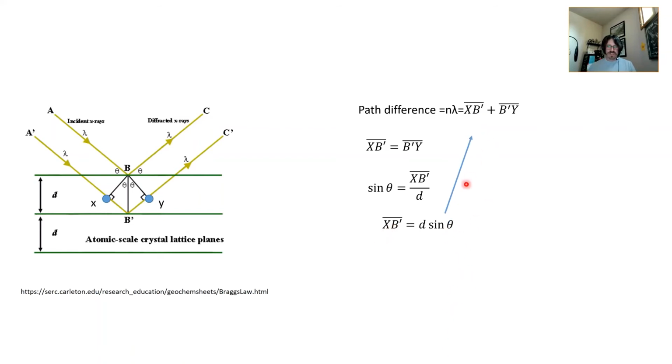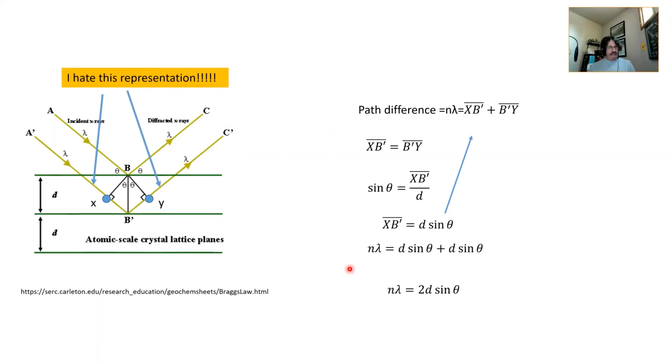And we can do some substitution with our first equation describing path difference and our other equation that tells us that XB prime equals B prime Y, and say that n lambda now equals d sine theta plus d sine theta, because both of these line segments are d sine theta. So now we have our proper Bragg's law, n lambda equals 2d sine theta. And this is fine and dandy, but I really hate this representation.